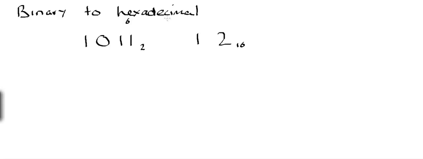Hex means 6, decimal means 10. When you add them together, obviously you get 16. So what we need to be able to do is convert from a binary number into a hexadecimal number and then back again.